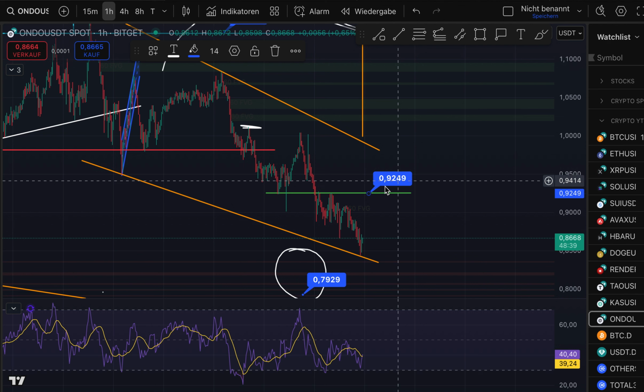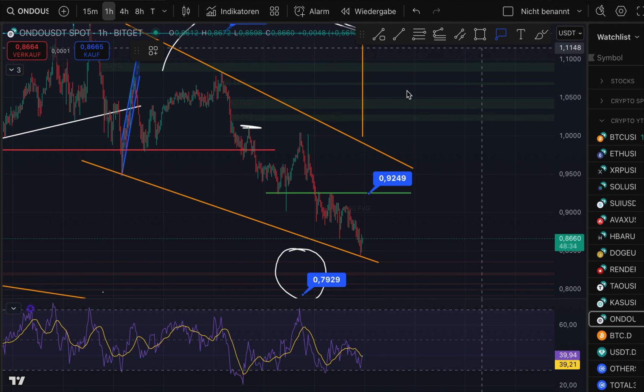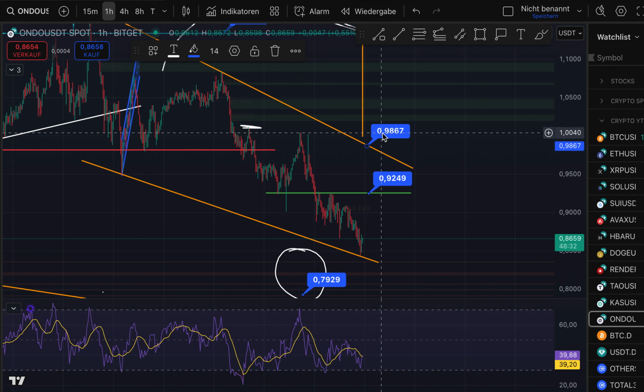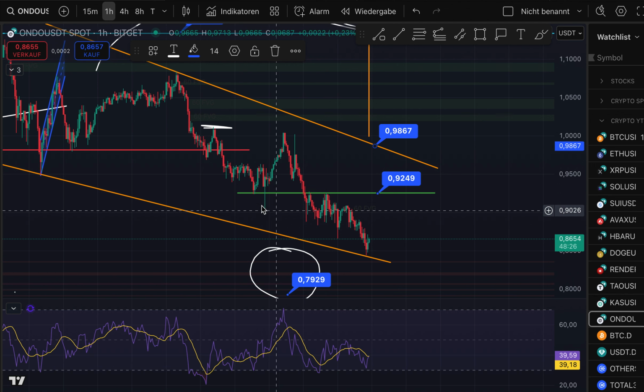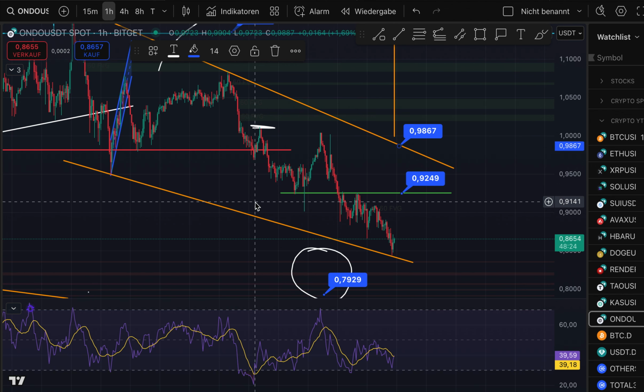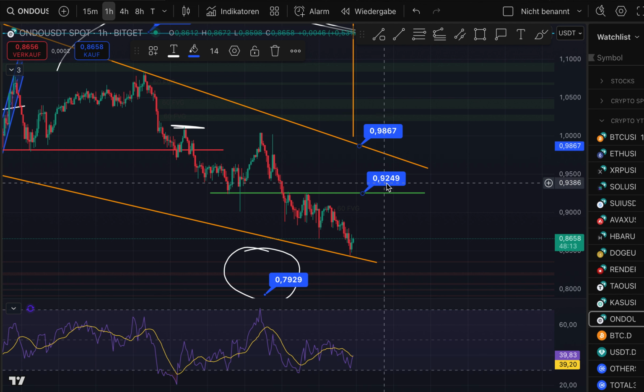$92.5 cents. If that breaks to the upside, then I think we can get into the upper part of that falling wedge, which is the price mark of 98.67 cents. But yeah, this wick kind of destroyed it. I was thinking that maybe we can get another chart pattern, but actually I can't see it. I can only see the resistance, which we have at 92.5 cents. If we break to the upside, everything is good.